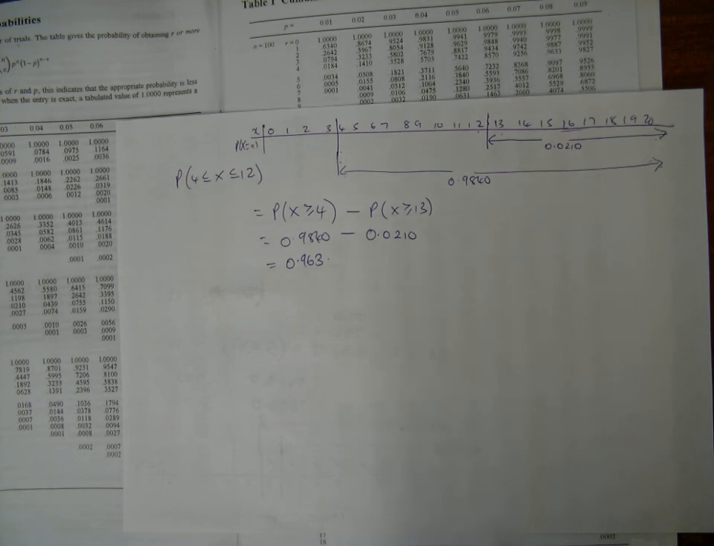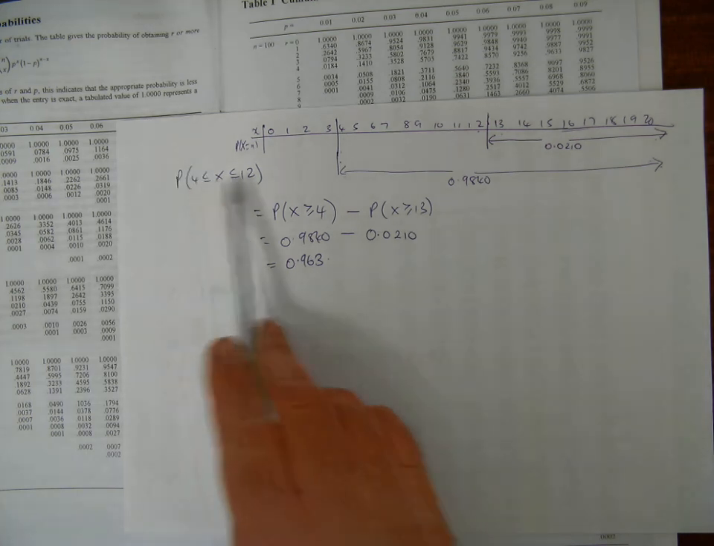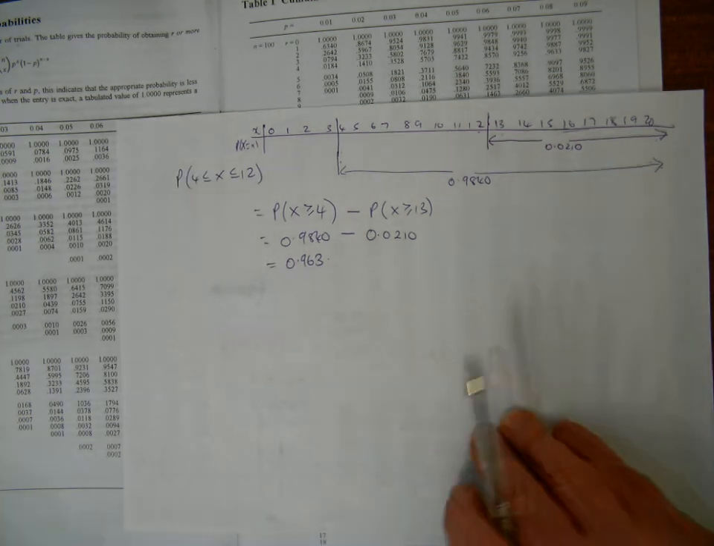I say this is using tables. If the question tells me I've got to use tables, this is the method I'm using. If the question doesn't tell me I've got to use tables, then I can calculate all the values from 4 up to 12 and add them together.